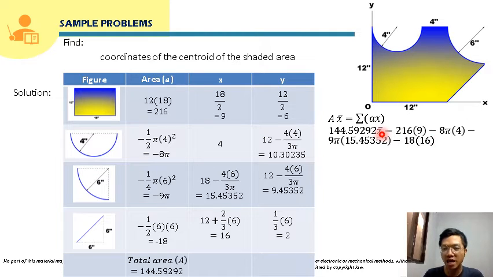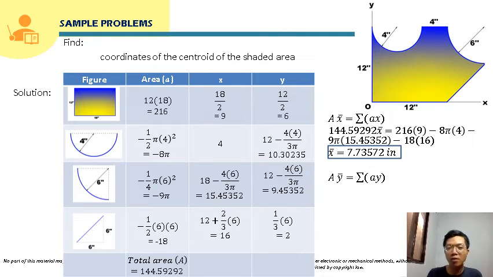144.59292. Okay, times x bar, that will be equal to A times x. So we will multiply the area and the corresponding x coordinate. So that will be 216 times 9 minus, since this is negative here, minus 8 pi times 4 minus 9 pi times 15.45352 minus 18 times 16. So solving for x bar, we will just divide both sides by 144.59. So the answer for x bar will be 7.73572 inches. So again, don't forget to include the unit.